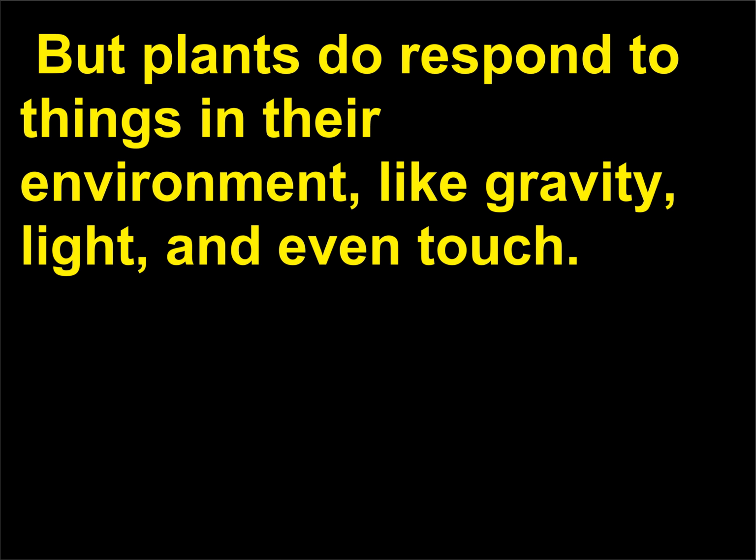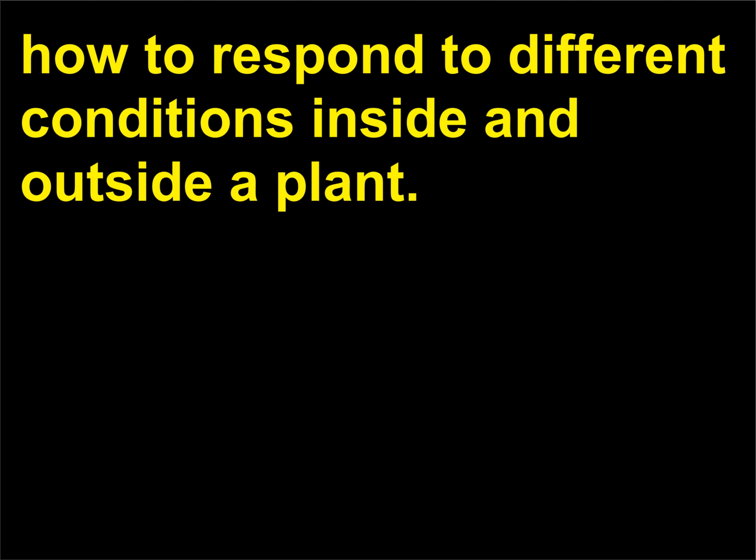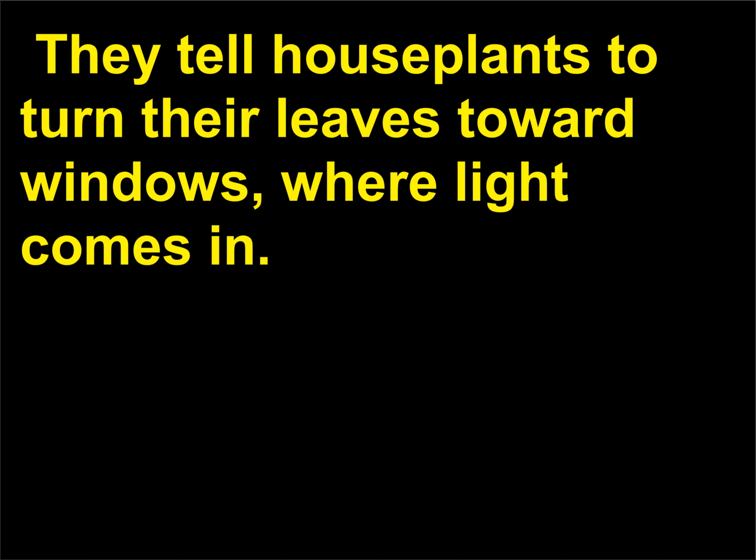But plants do respond to things in their environment, like gravity, light, and even touch. Chemical messengers called hormones tell special cells and tissues how to respond to different conditions inside and outside a plant. Hormones tell seedlings to grow up from the ground, away from the pull of gravity. They tell houseplants to turn their leaves toward windows, where light comes in.